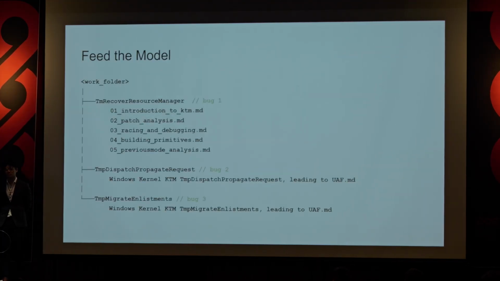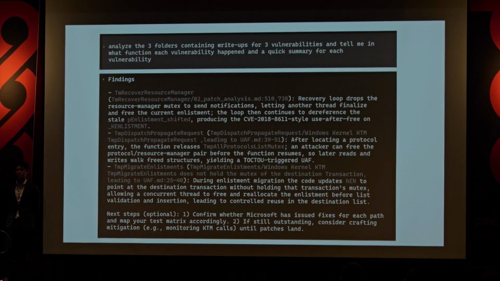So I feed the model the blog post series, the five blog posts I wrote with a colleague in 2019 after exploiting the bug. Then I also feed it the two write-ups that Jael wrote when he was finding and exploiting the bugs in 2024, which are basically the bug reports he sent to Microsoft. And I say, analyze the write-ups and give me an understanding of the different vulnerabilities.